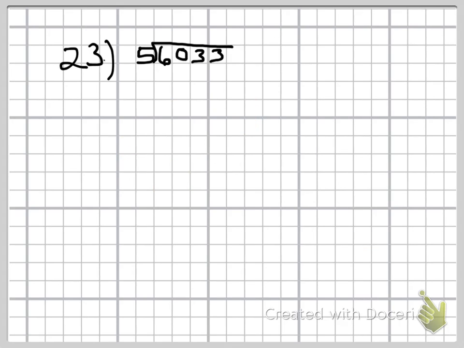Now I have 6,033 divided by 5. So I'm going to do my same steps. First I'm going to divide, then I'm going to multiply, then I'm going to subtract, then I'm going to compare.